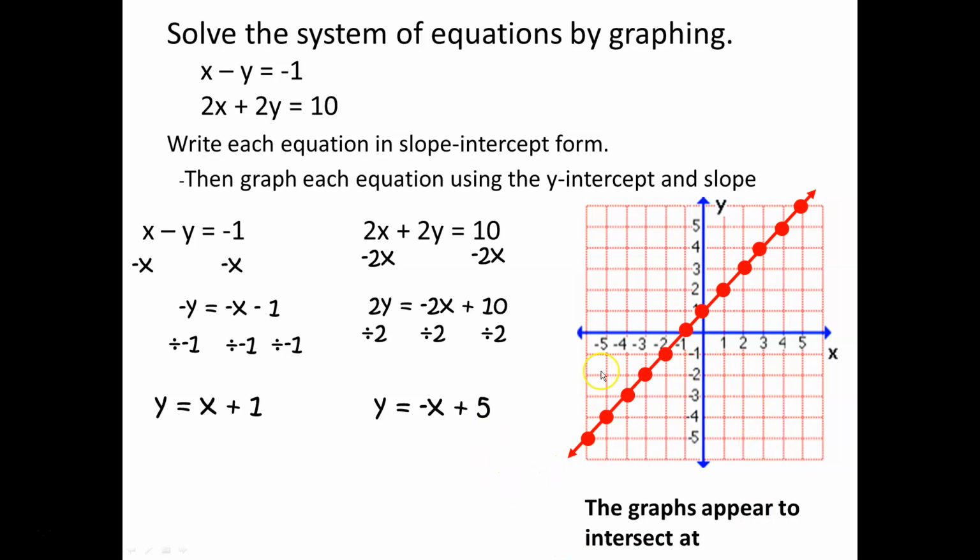Okay, we're going to start at the 5 on the y-line. Then our slope is down 1 over to the right 1. So we have a negative x slope. And we connect with a straight line. Now to figure out where the solution is, we have to look at where they intersect, right there. And the graphs intersect at the point 2, 3. Remember, it's alphabetical order, x, comma, y. All right.